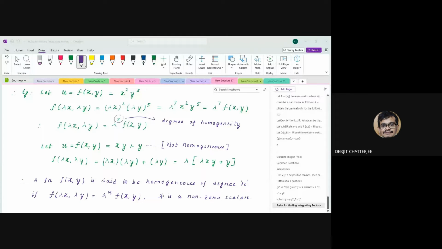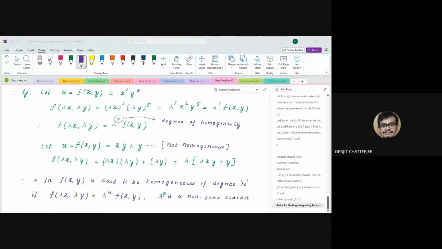Sir, r has to be a natural number? No, it can be any real number. No, sir, I am asking about small r, the power. Yes, yes. It can be any fraction as well. It need not be only a natural number. For example, if you have x into root y, then you'll have lambda raised to the power 3 by 2, right? So the function is homogeneous of degree 3 by 2. Got it?